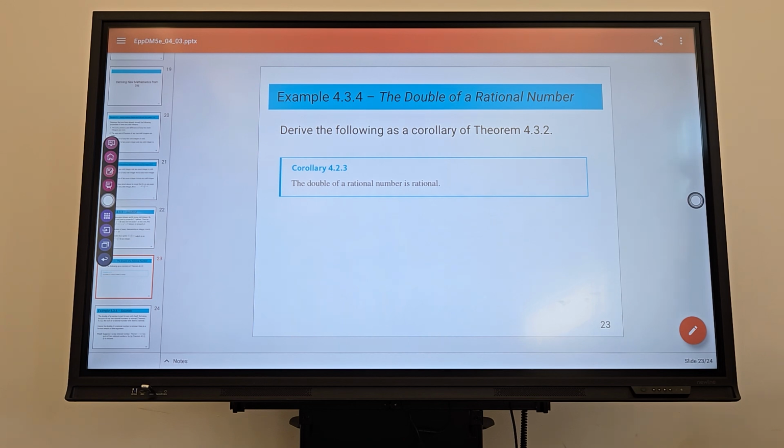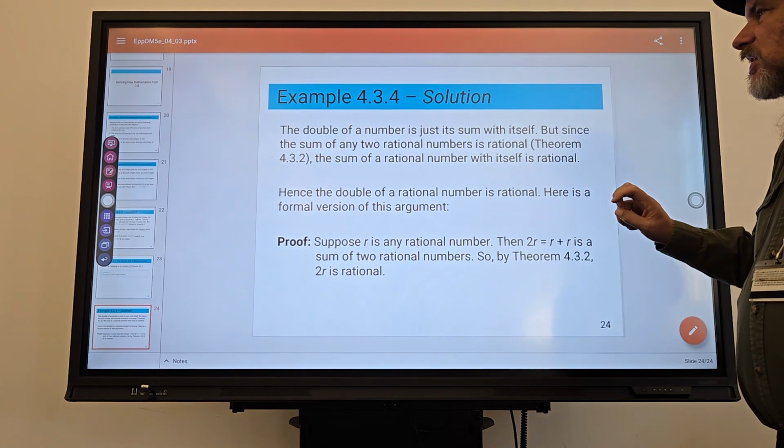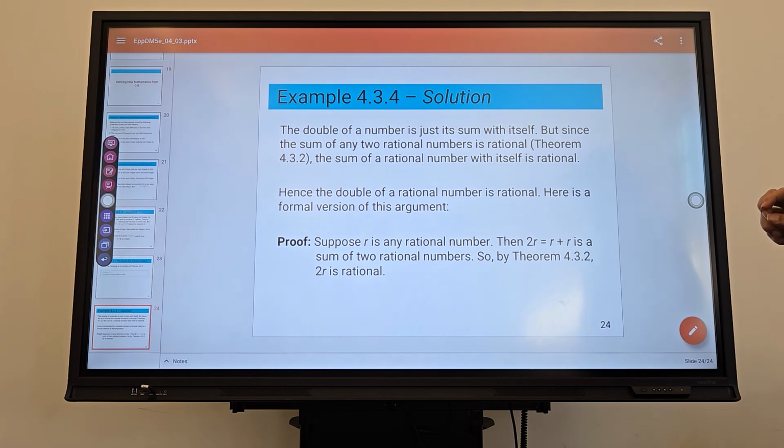The double of a rational number is rational. Well, it's a corollary because the double of a number is just the sum of it with itself. But since the sum of any two rational numbers is rational, theorem 4.3.2, the sum of a rational number with itself is rational. Hence, the double of a rational number is rational. Just a simple 3-statement proof.